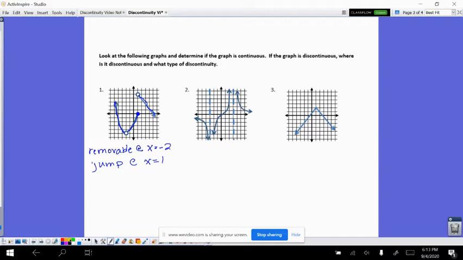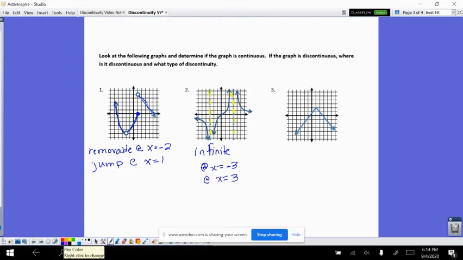We can see in the second graph that our graph goes to negative and positive infinity on either side of these two vertical asymptotes. And because we're going to negative and positive infinity, we're going to label those as infinite discontinuities. There are two of them, at x equals -3 and at x equals +3. Sorry about my bad handwriting.